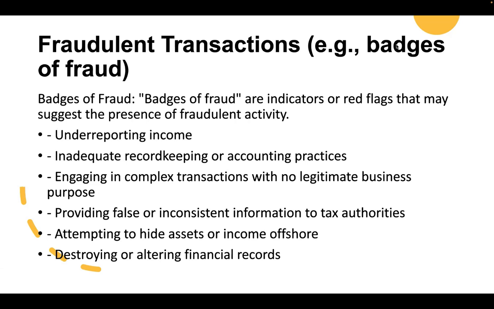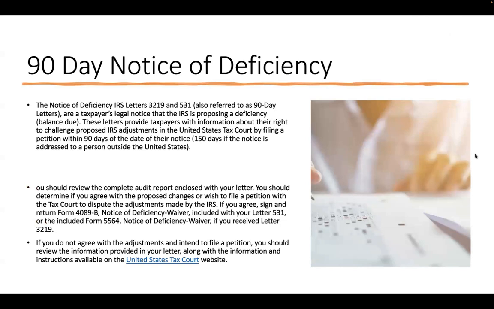Providing false or inconsistent information to tax authorities. So they might provide income to the state that's different from what they provided to the federal government, for example. That will be an indicator. Attempting to hide assets or income offshore. That's an indicator. It's not saying that they are being fraudulent. It's an indicator. It's a red flag. And then destroying or altering financial records. This will be the last indicator of fraud that could warrant some further investigation into the client, further substantiation, further questions.